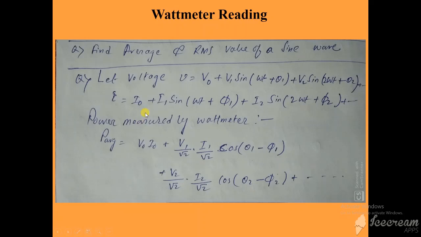So one question on wattmeter reading. Let us have a voltage waveform like this: V0 plus V1 sin(omega t plus theta 1) plus V2 sin(2 omega t plus theta 2), and like this. And the current waveform, suppose I is equal to I0 plus I1 sin(omega t plus phi 1) plus I2 sin(2 omega t plus phi 2), plus like that. Now this V0 and I0 are the DC values, right? It is written in capital, so these are the DC values, fixed values. These others are sine values, alternating AC values, right?